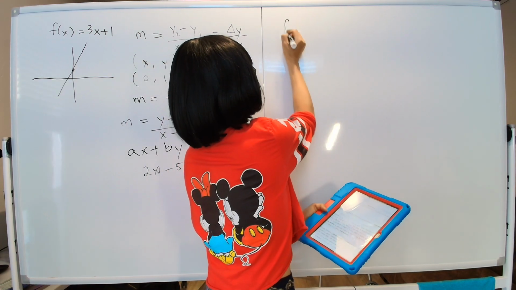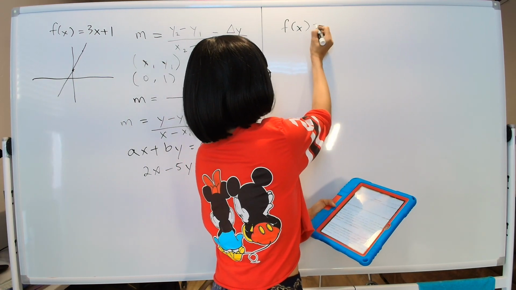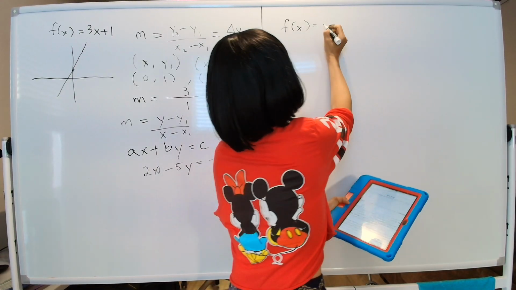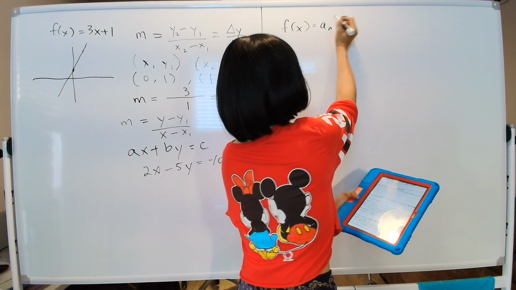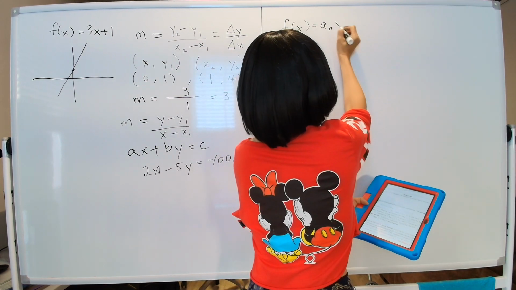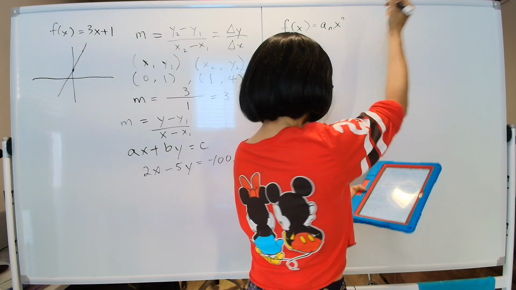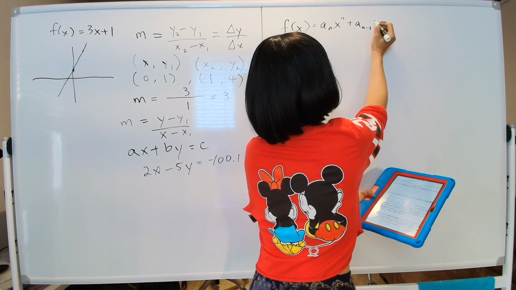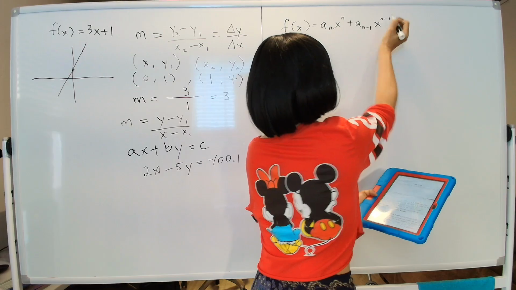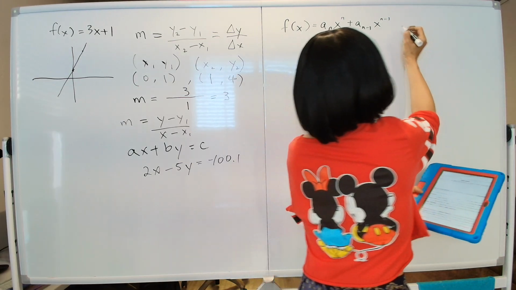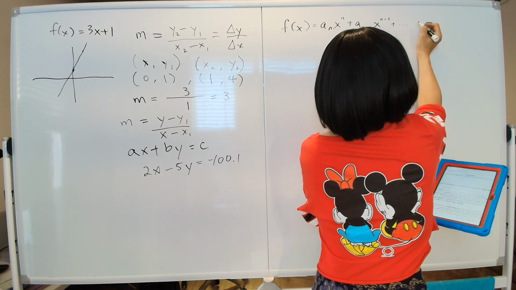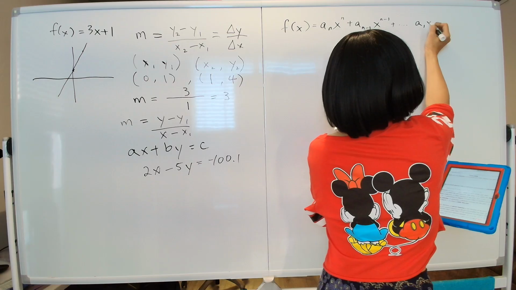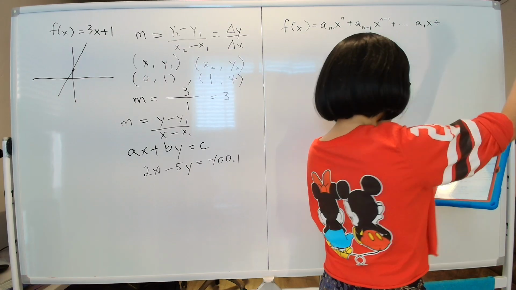F of x equals an x to the power n plus an minus 1, x to the power n minus 1, and so on, all the way down to a1, x1, and then plus some a0.